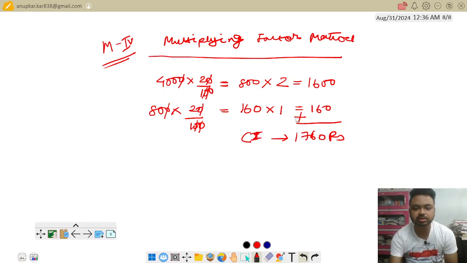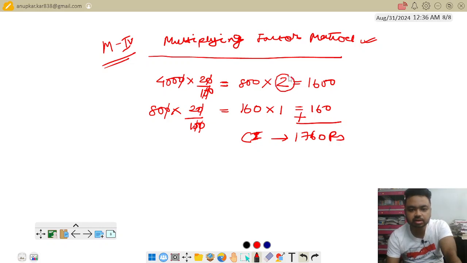I find this method very easy compared to the other methods. You can adopt any one of the methods. It takes less time to calculate. You just have to remember the multiplying factor. There is no point in just remembering, you can also understand it easily.